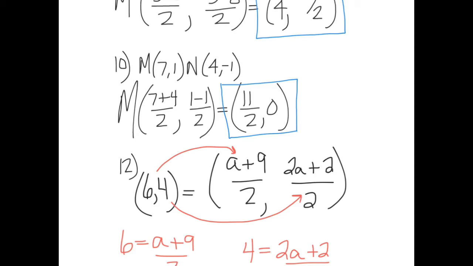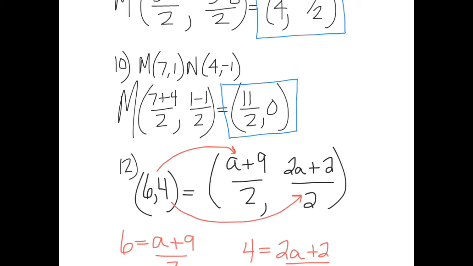Number 10, the midpoint of MN is the ordered pair 11 halves and 0. And if you like decimals, you could have written 11 halves as 5.5. Number 12, you're asked to find the missing point or the missing value.